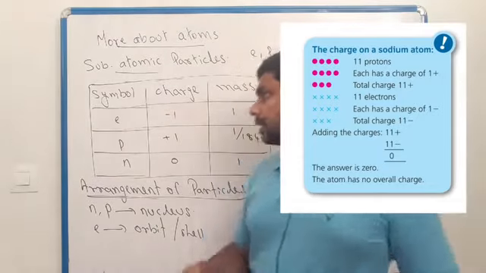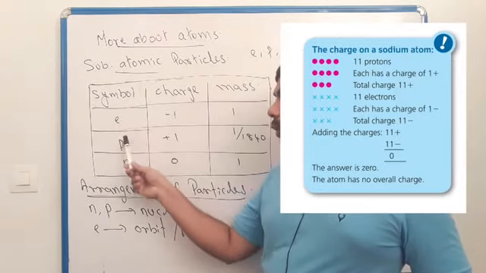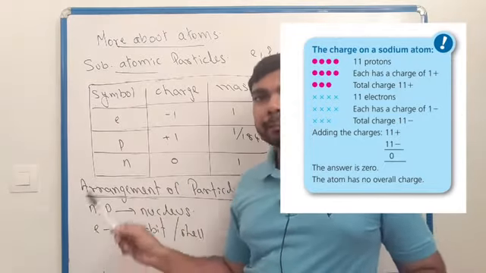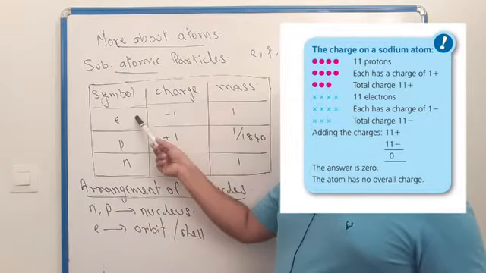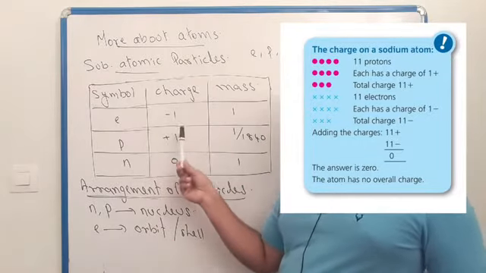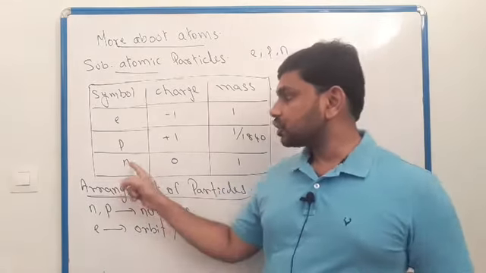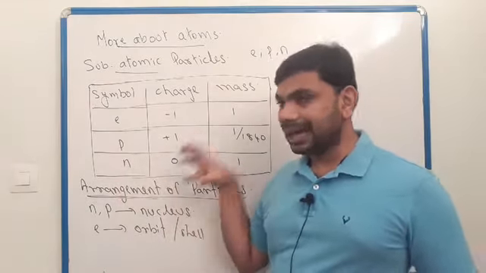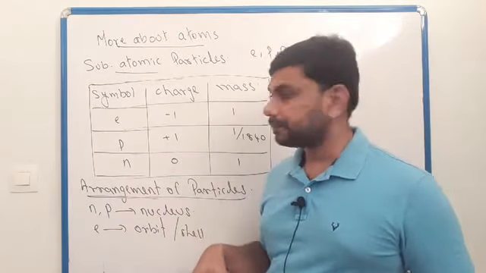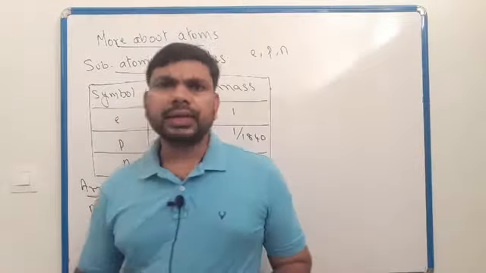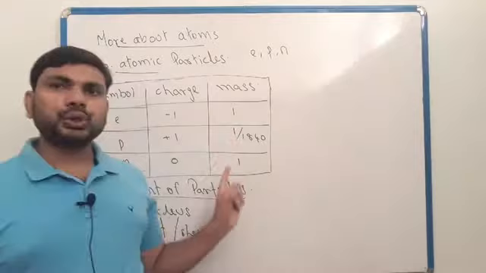Okay. And here I told you the symbols of electron, proton, neutron. Electron E, proton P, neutron N. The charge of electron is -1, proton +1, and neutron is a chargeless particle. The chargeless particle in the atom is the neutron. Neutron, no charge. Clear?